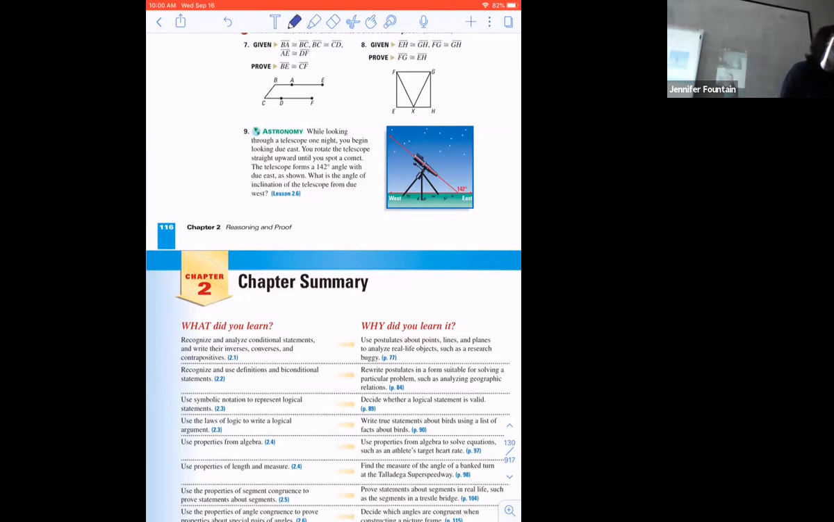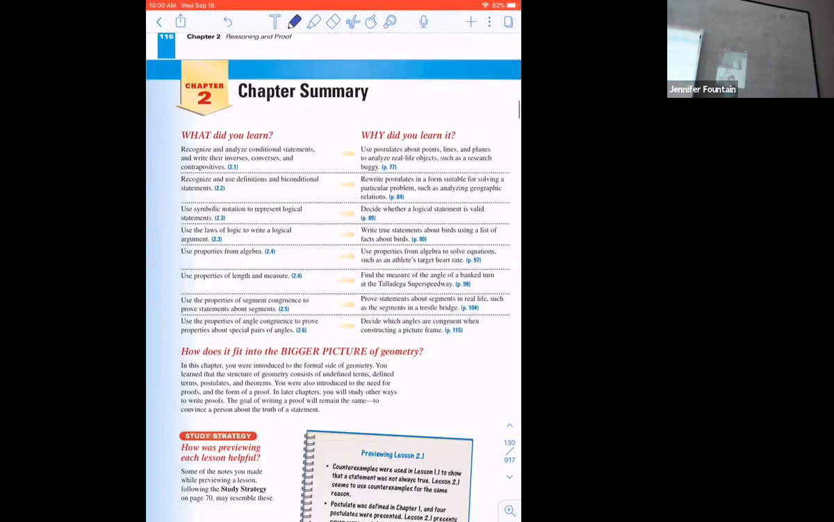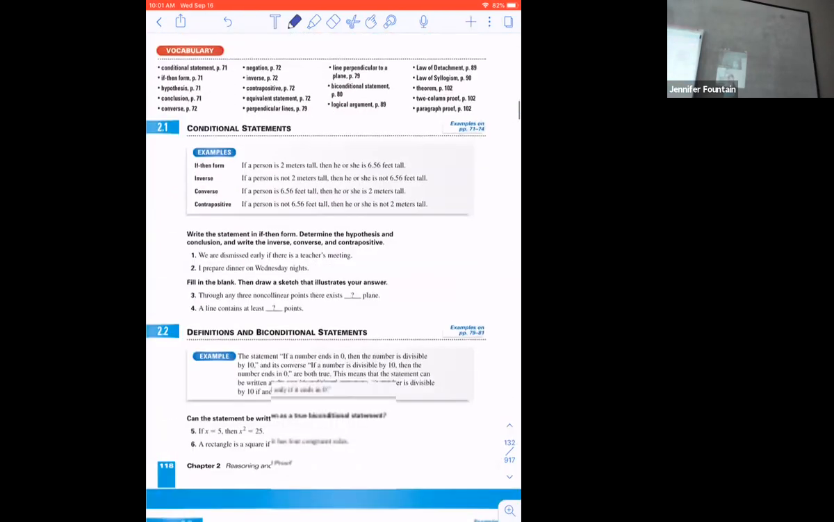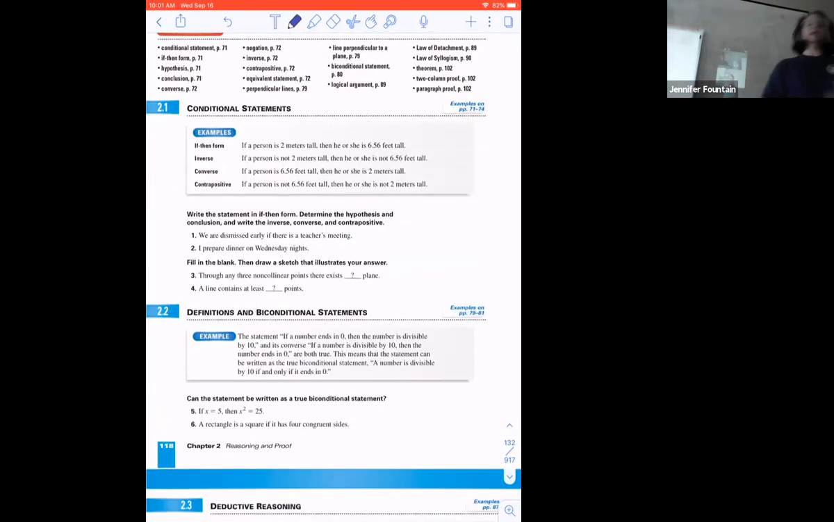Okay. 2.2 definitions and biconditional statements. We went on to talk about our inverse, converse, contrapositive. We talked about our biconditional statements, that if and only if. Okay. 2.3 dealing with deductive reasoning. This is where we incorporated our symbols.